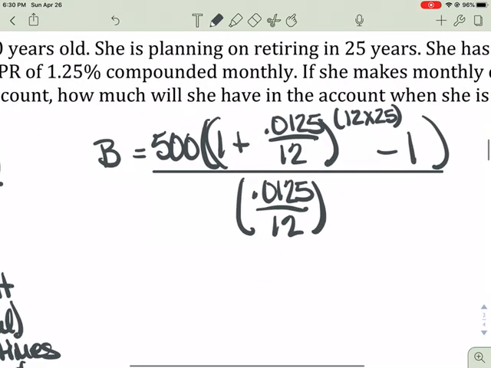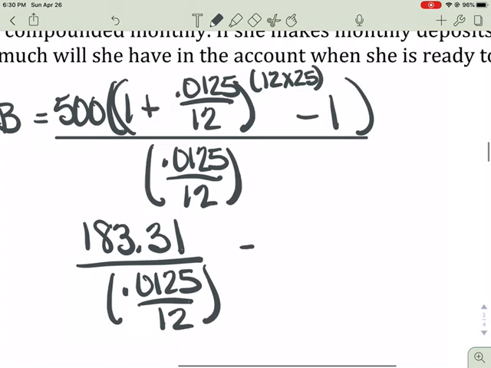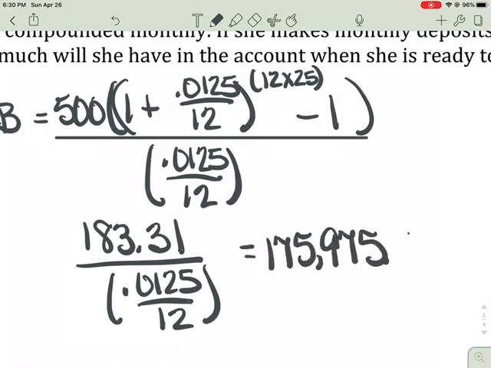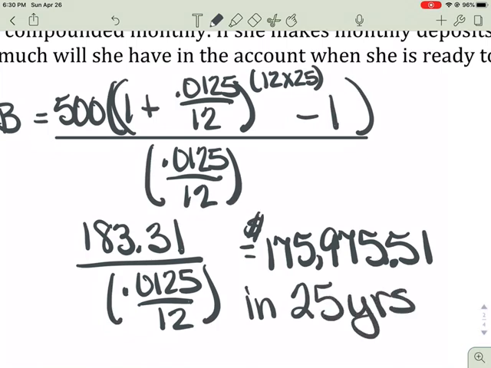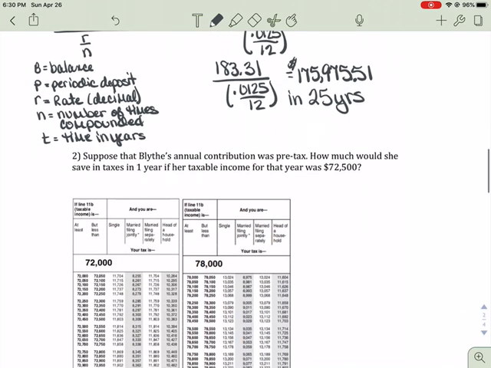Okay, so 183 point, let's say 31. And then we're going to divide that by 0.0125 divided by 12. Okay, so I got $175,975.51. Okay, so that's how much she will have in 25 years. All right, so let's take a look at our next problem.